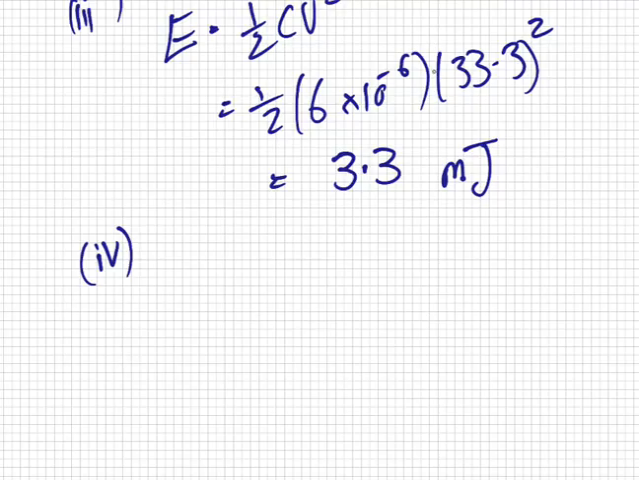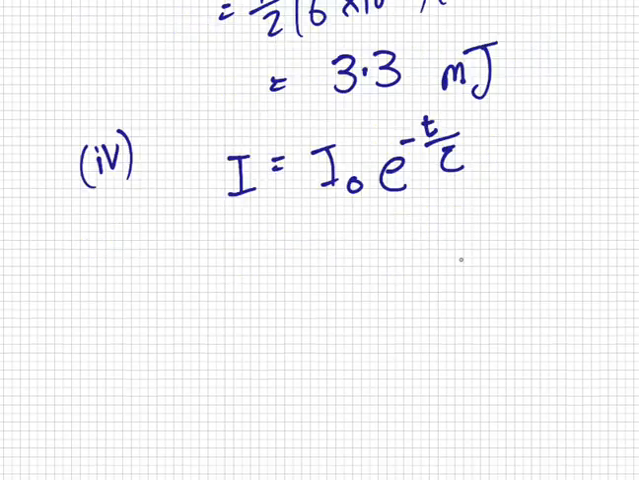Now, just before you start, let me give you some preparation for it. We have this formula, I equals I0 e to the minus t over the time constant. We just did that one today.